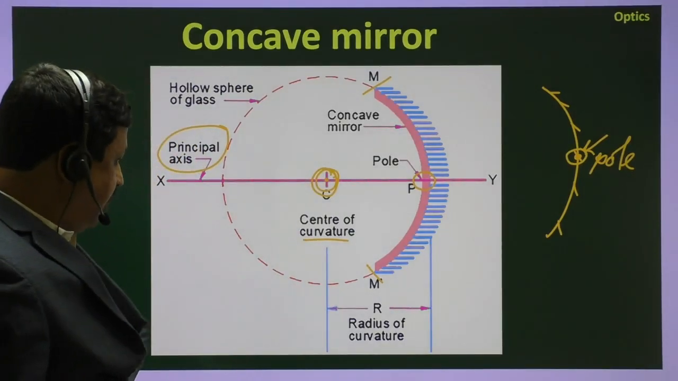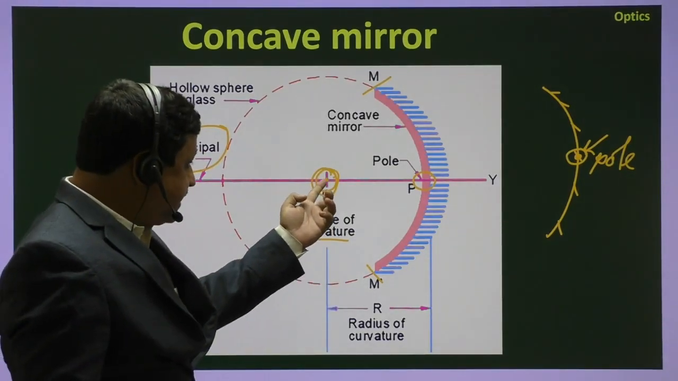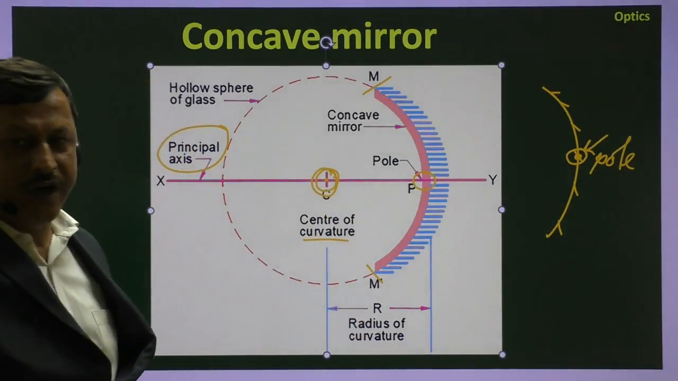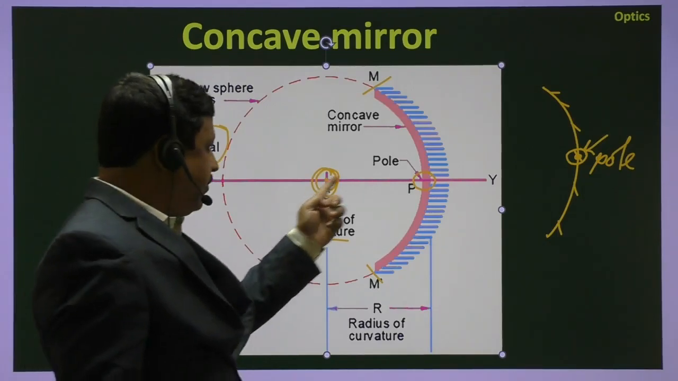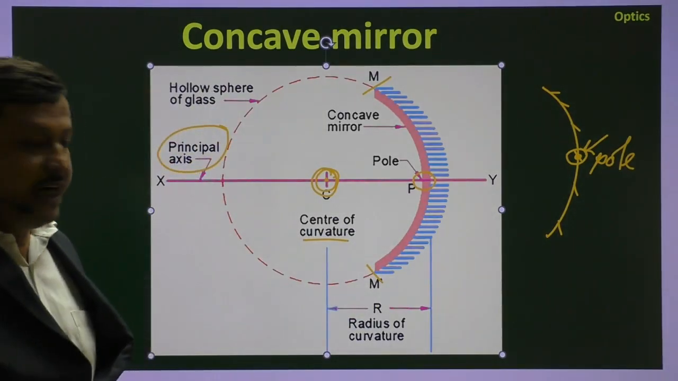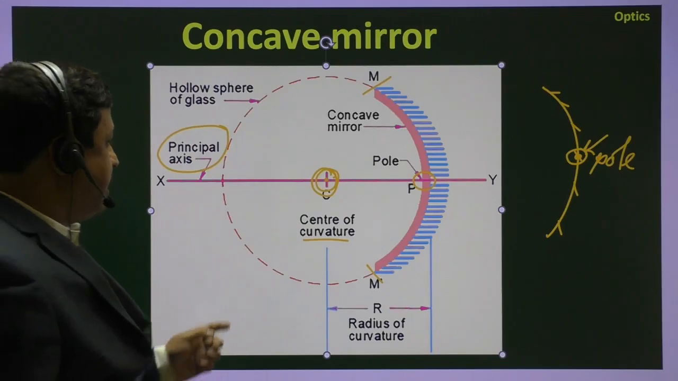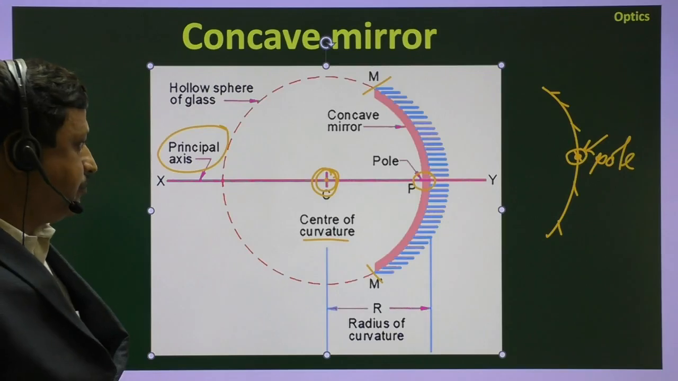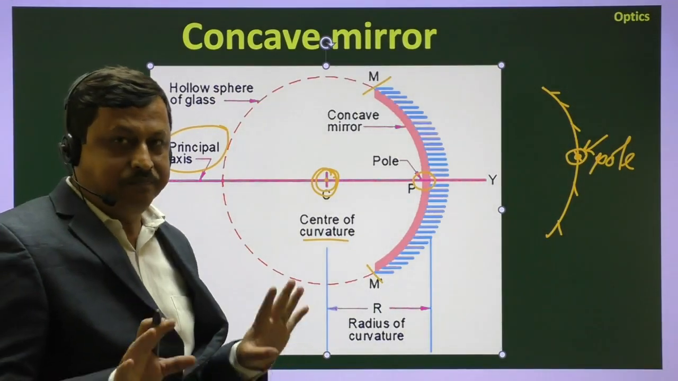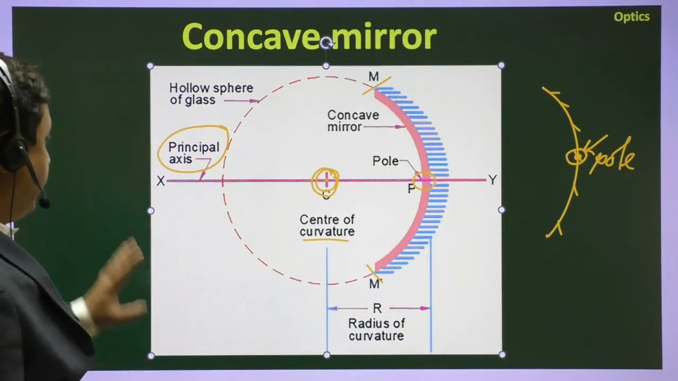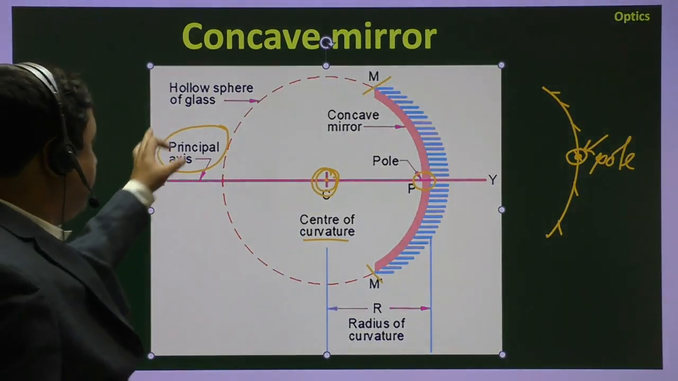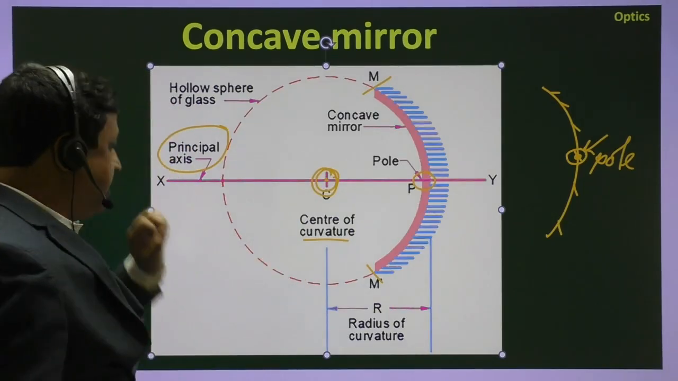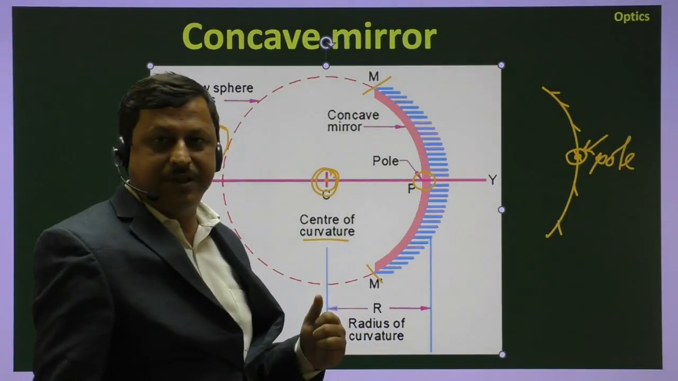Also you have to know that the distance between the center of curvature and pole is the radius of curvature. That means the radius of curvature is the radius of the original sphere. Is this clear? So you have to define the terms like center, pole, principal axis, radius of curvature. Okay?